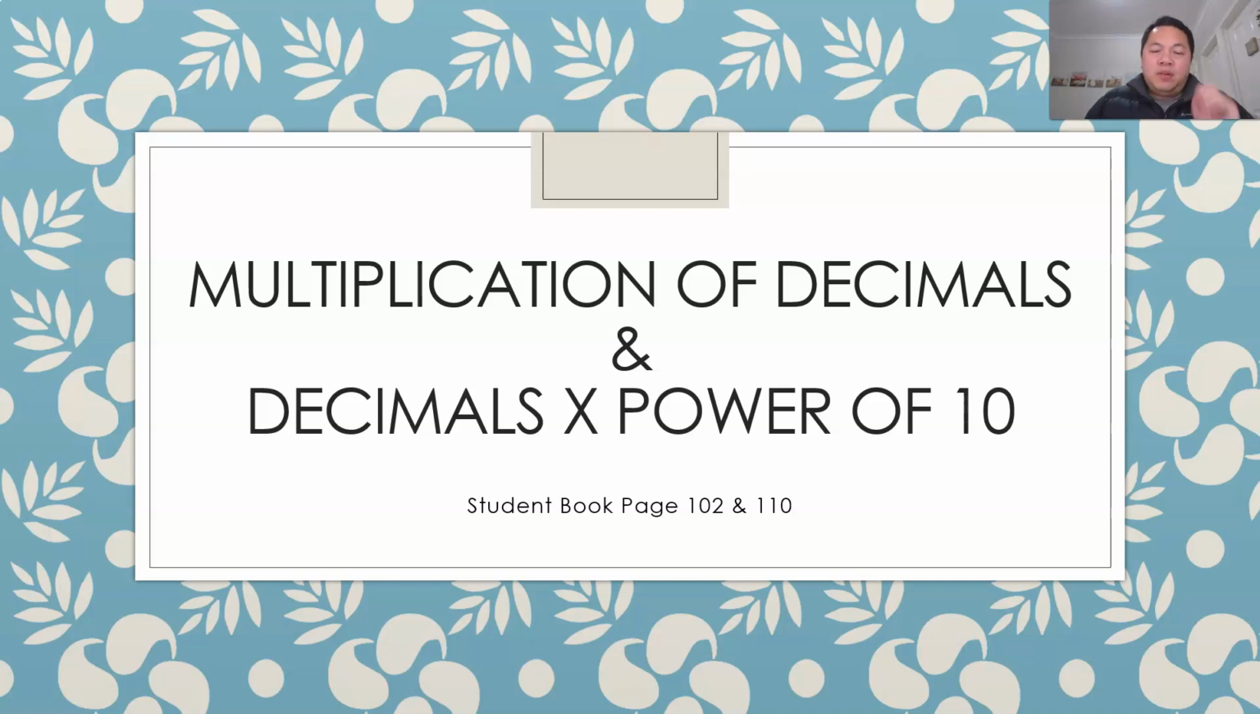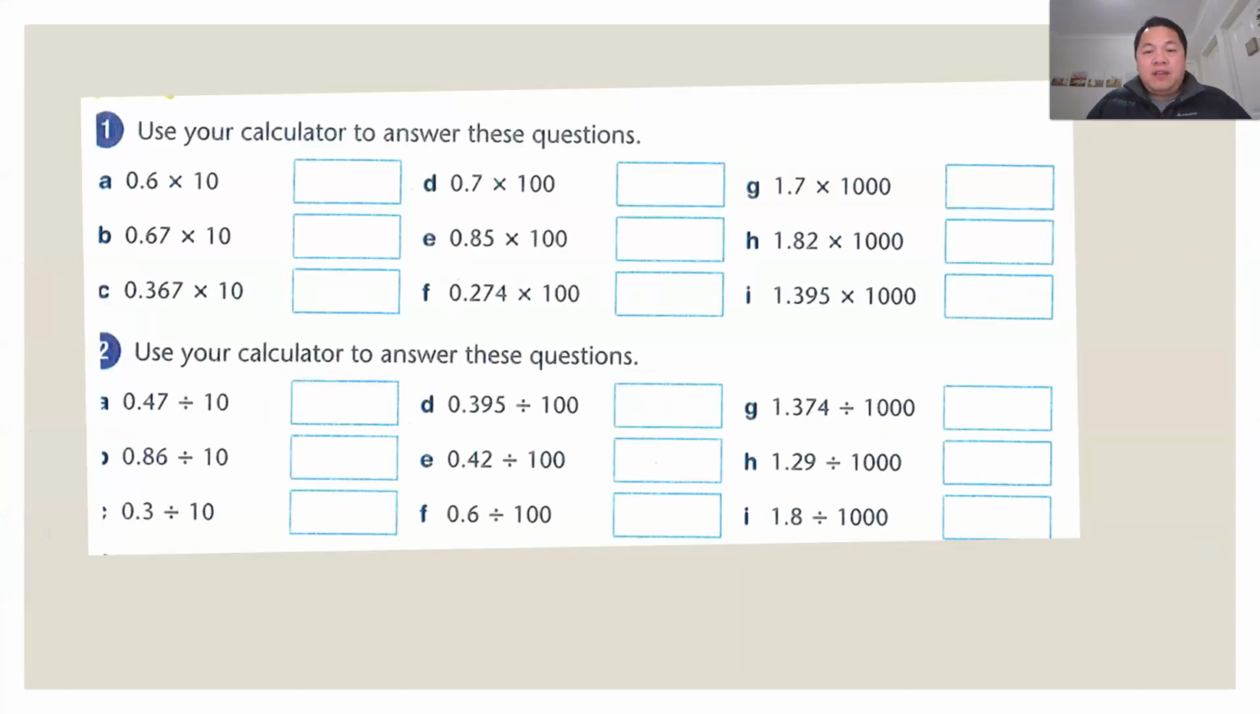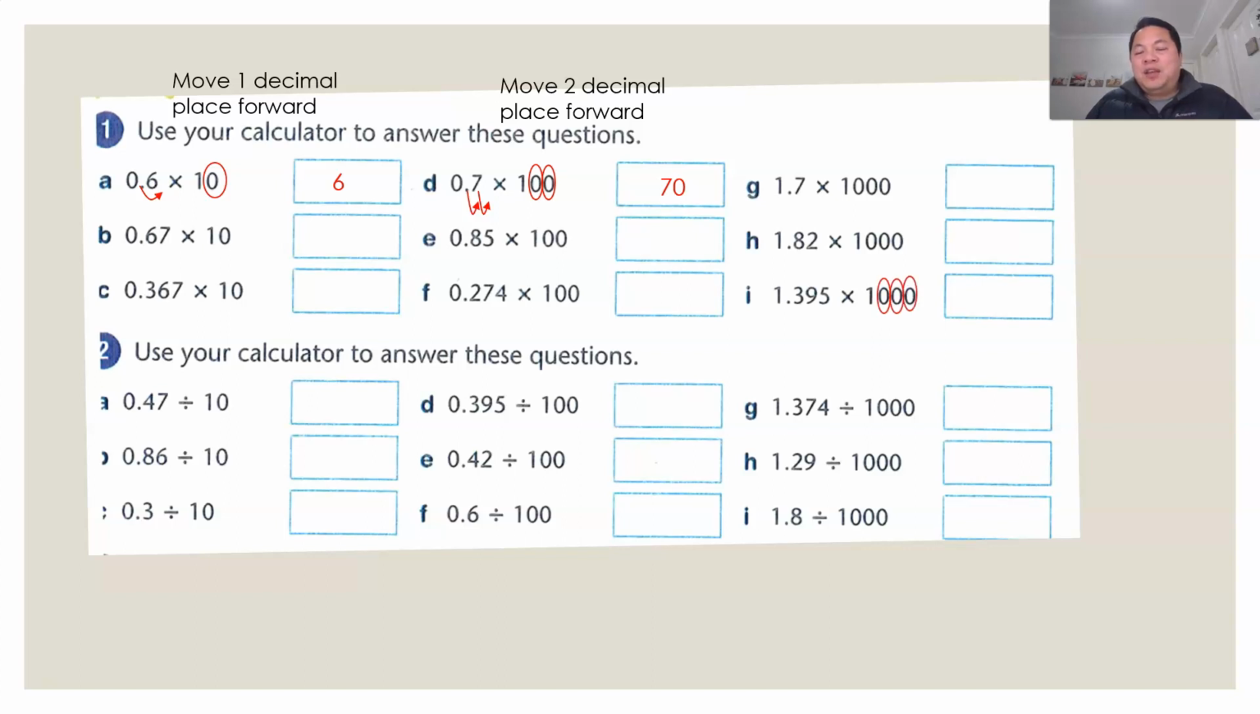Next, moving on to decimals multiplying by powers of 10. Whenever you need to multiply by 10, we just need to move the decimal forward. Since there's one 0, we move the decimal one place forward. That's how you get 6. Multiply by 100, there are two zeros, so I move two decimal places forward. So I actually get 70. And then what about 1000? There are three zeros, that's why I move the decimal point 3 times forward. That's how I get 1395.